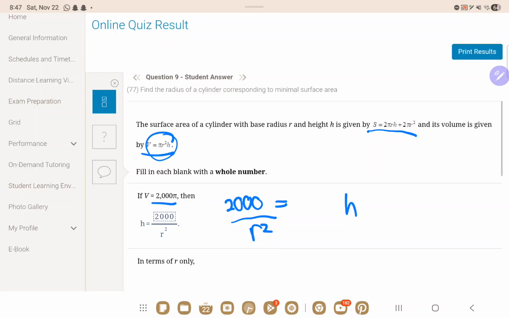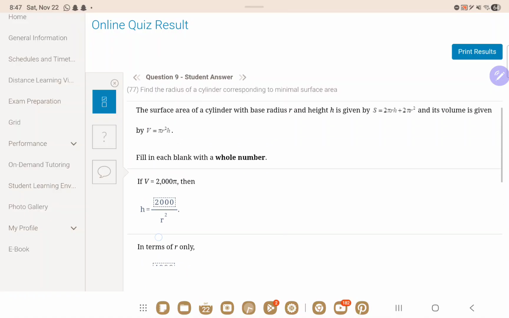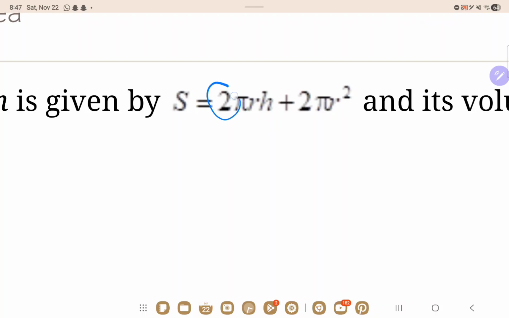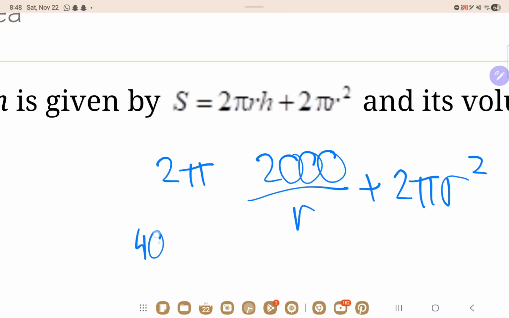And then pi is going to cancel with pi. You're left with 2000 over r squared. Then you're going to substitute it in the surface area equation, which basically means you're going to multiply it by 2. So it's 2 pi r times 2000 over r squared plus 2 pi r squared. So r is going to cancel with the r squared, and then you're going to get 4000 pi over r plus 2 pi r squared, which you're then going to derive.